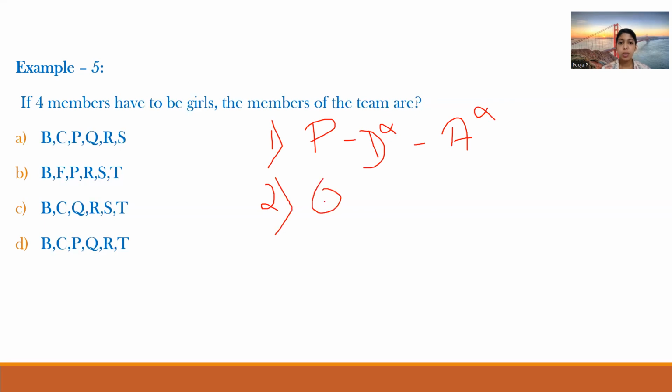If you take Q, C should come. But if you take C, S will not come, T will not come. So 4 have to be girls. This option cannot happen because you have only 5 girls and 2 are coming out. You need 4, but 2 are coming out. So you can't take this option. That option will be ruled out. So you will not choose Q.